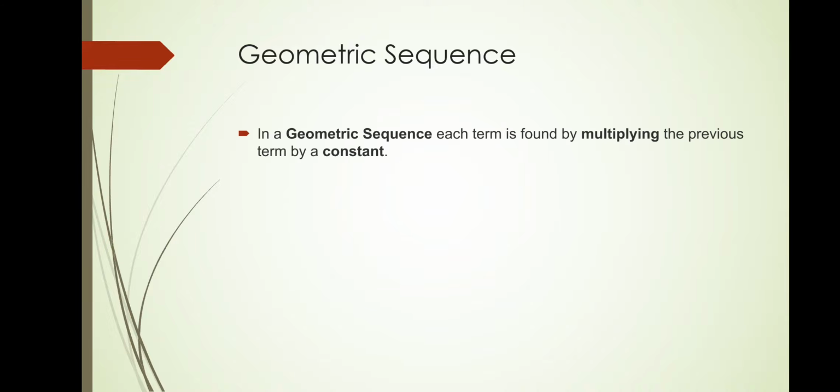Now let's talk about the geometric sequence. In a geometric sequence, each term is found by multiplying the previous term by a constant. So, just like in arithmetic sequence, ang nakikita natin doon is yung difference, which is mina-minus natin yung second term to the first term, or yung present term to the previous term.